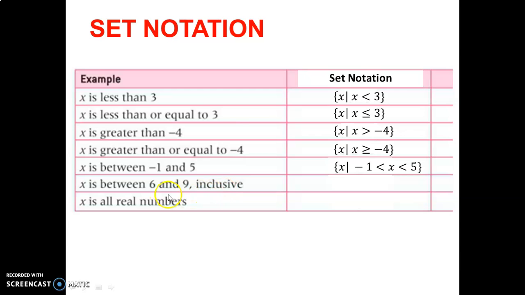How about X is between 6 and 9 inclusive? What do you think that means? Okay, it looks like that. It's between 6 and 9 inclusive. It means it includes 6 and it also includes 9, so you have the equal there on each side. And X is all real numbers. So X is all real numbers means like this. So X such that X is any real number. Basically, this is saying X can be any number.